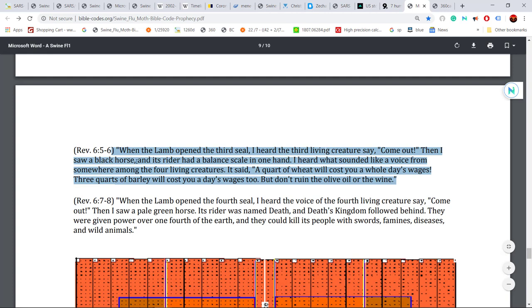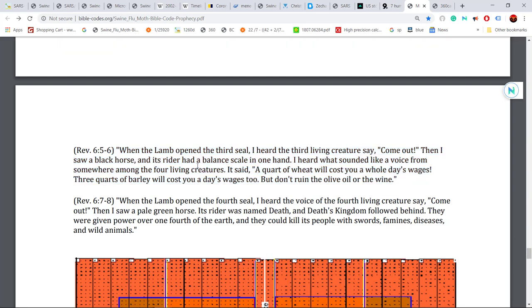Then I saw a black horse that represents famine, and its rider had a balance scale in one hand. Remember the writing on the wall, mene, tekel, weighed in the balance, and all these images I've been given on my website, right? I've been talking about this over and over again for the last year.